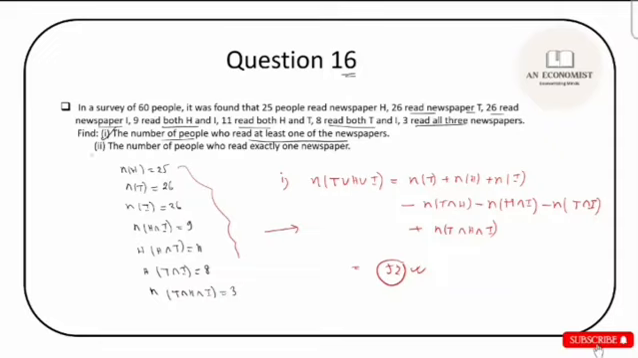And this problem I want to give you as homework. Please think of it a little bit. It says the number of people who read exactly one newspaper. You can solve it easily, and I want you to comment down below in the comment section what is the answer of this question. This is a homework for you.